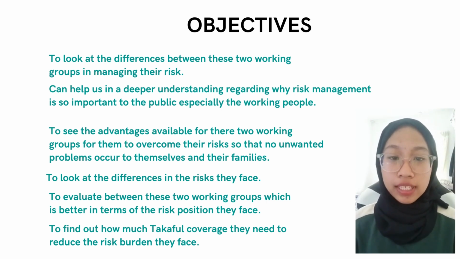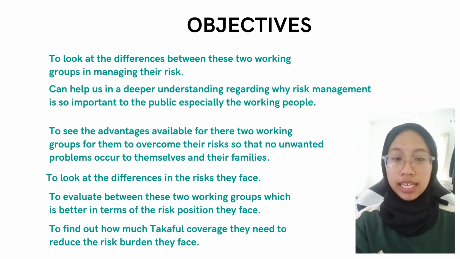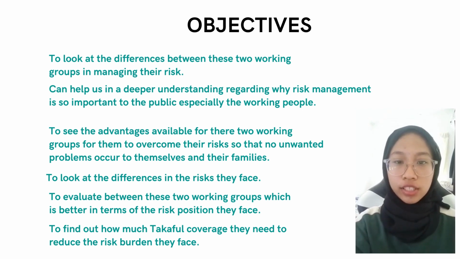So here I will explain the several objectives regarding this assignment. First objective is to look at the difference between these two working groups, which is street worker and individual with payslip, in managing their risk. Second objective, to help us in a deeper understanding regarding why risk management is so important to the public, especially the working people. Third objective is to see the advantages available for these two working groups for them to overcome their risk so that no unwanted problem occurs to themselves and their families.